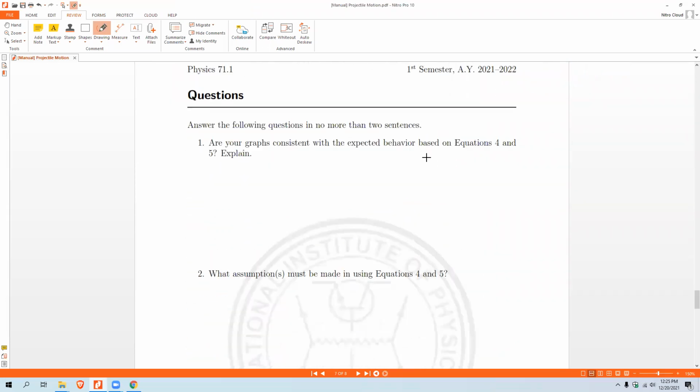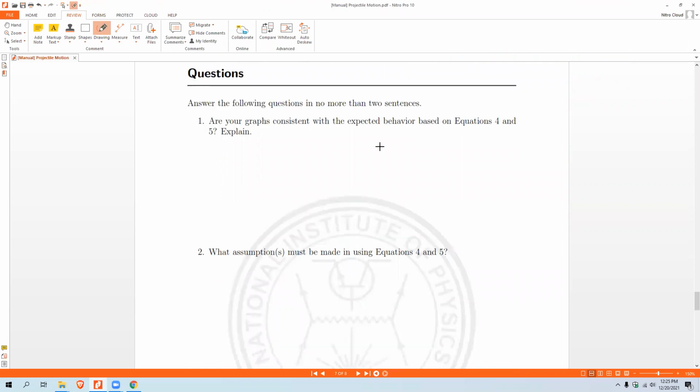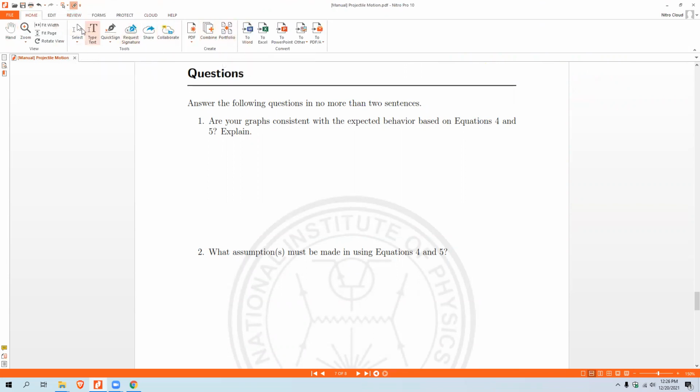So now let's go to the questions. So may tatlong questions tayo dito. So unang tanong, are the graphs consistent with the expected behavior based on equations 4 and 5? So dito, sagot lang naman ay yes.